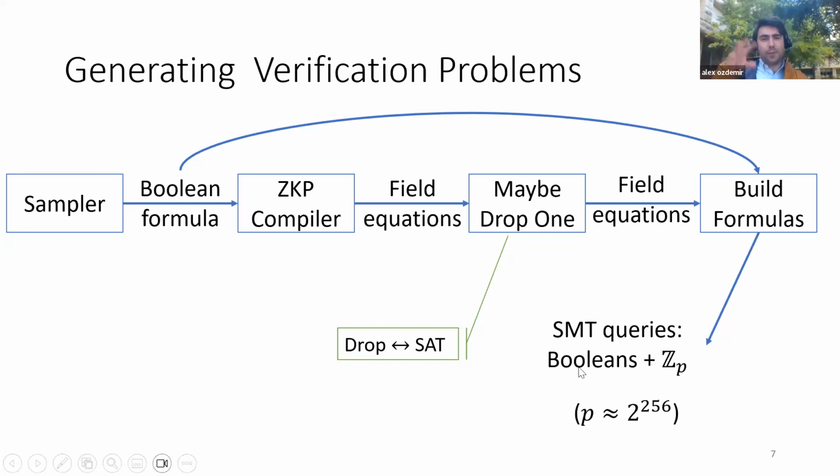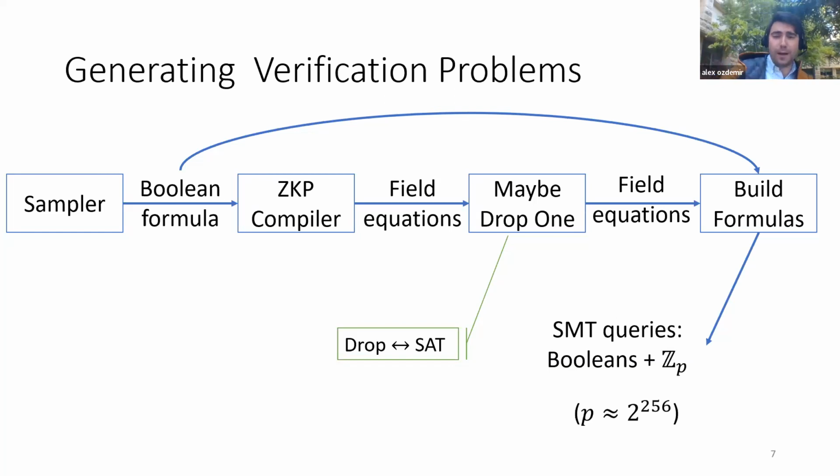So the final thing I want to say about these benchmarks is that in this context, because we're working with a zero-knowledge proof, P, the prime, has to be very big for security reasons. It has to be on the order of 2 to the 256 bits for most zero-knowledge proof systems. And so this will come back later. This is a very unusual regime to try to reason about field equations in. Most prior work hasn't really thought about fields that are finite but are this large.